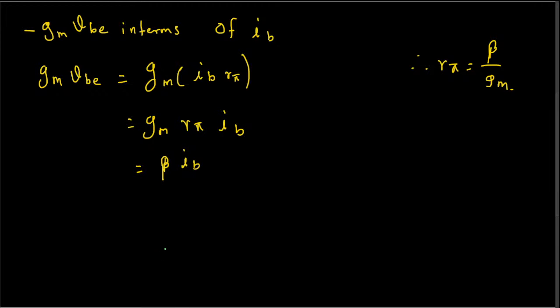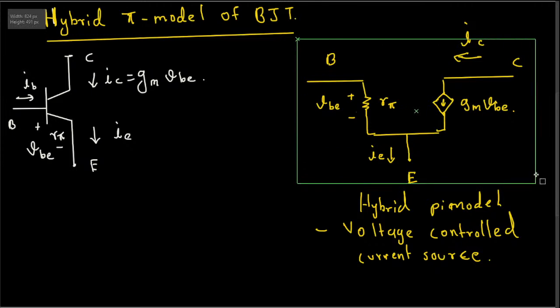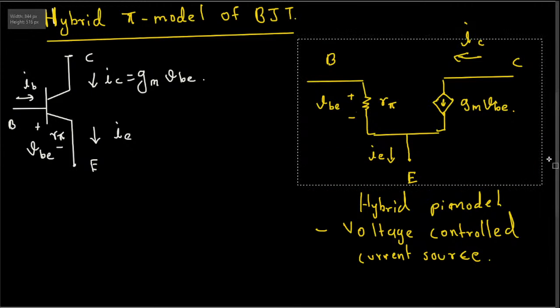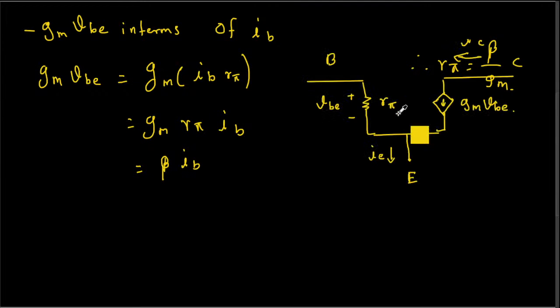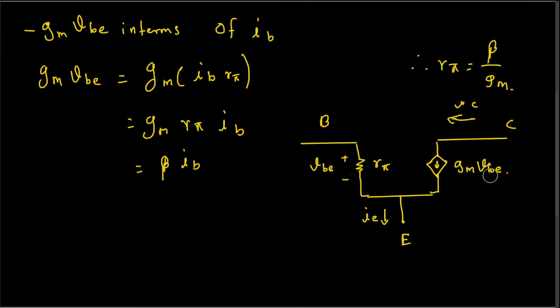Okay, so now we have derived an expression for gm VBE in terms of IB. And in this hybrid pi model circuit, we can simply replace that one with this one as well. The only difference we are going to make here is we change this one into beta IB. It's the same thing, and this current is IC right here.